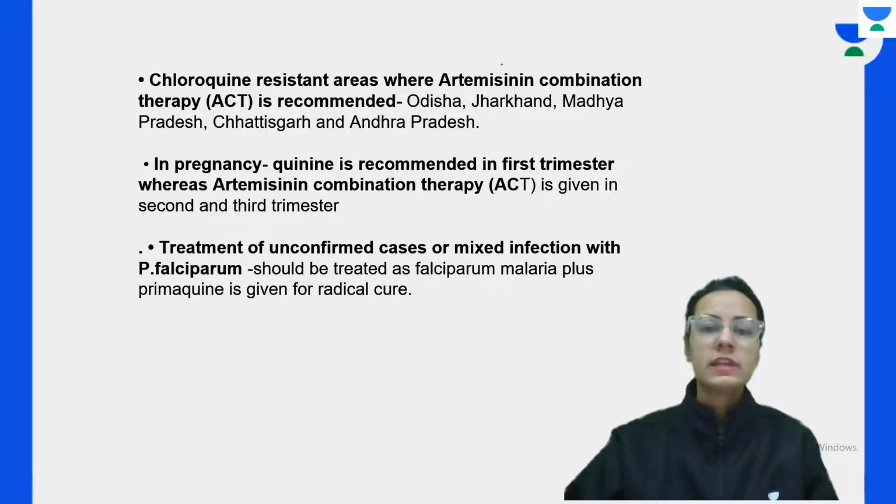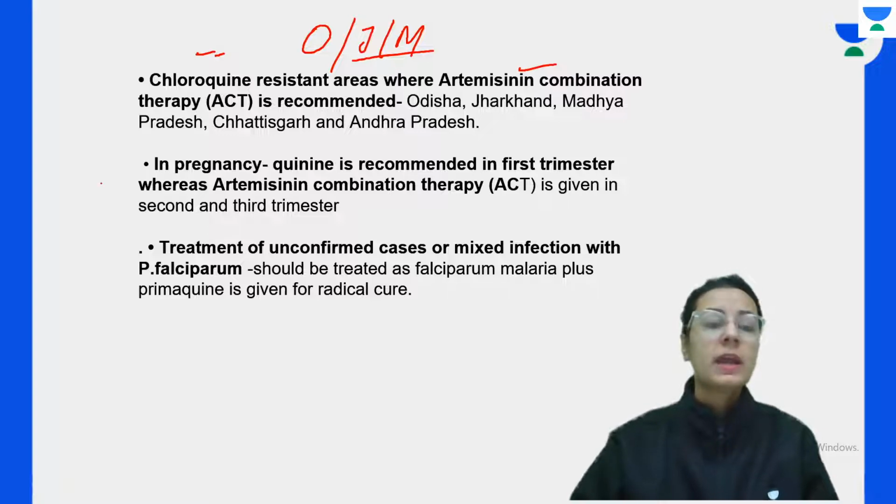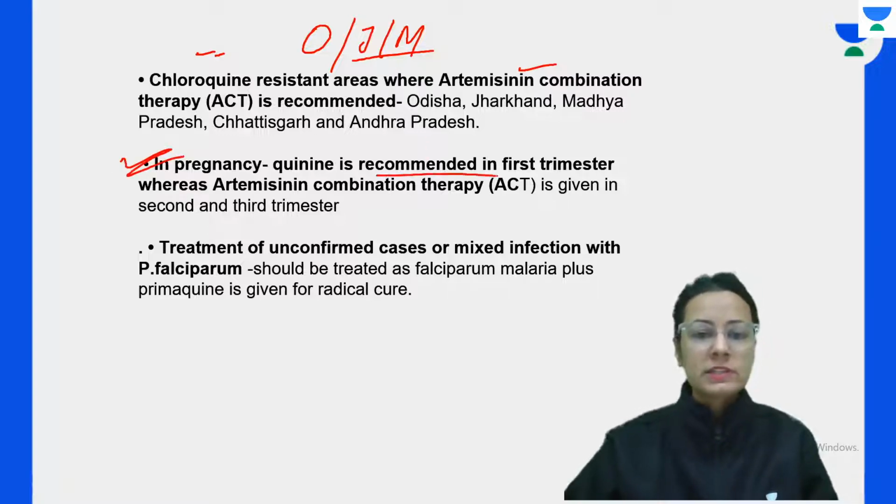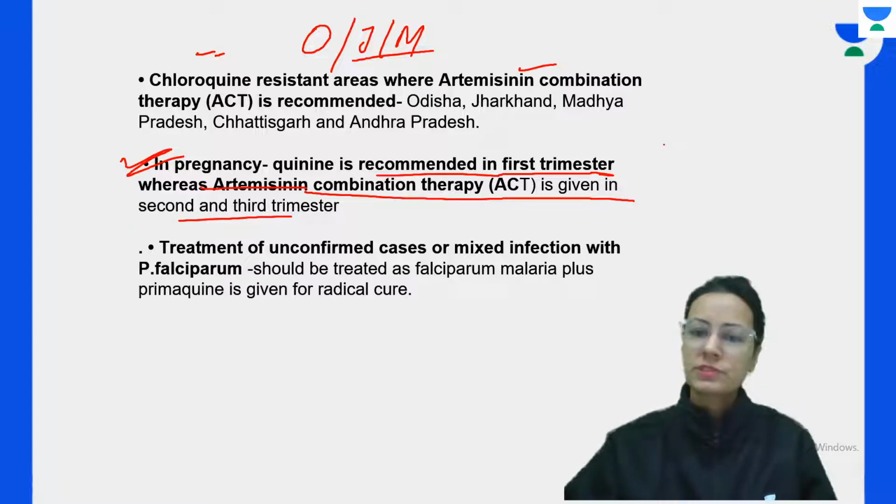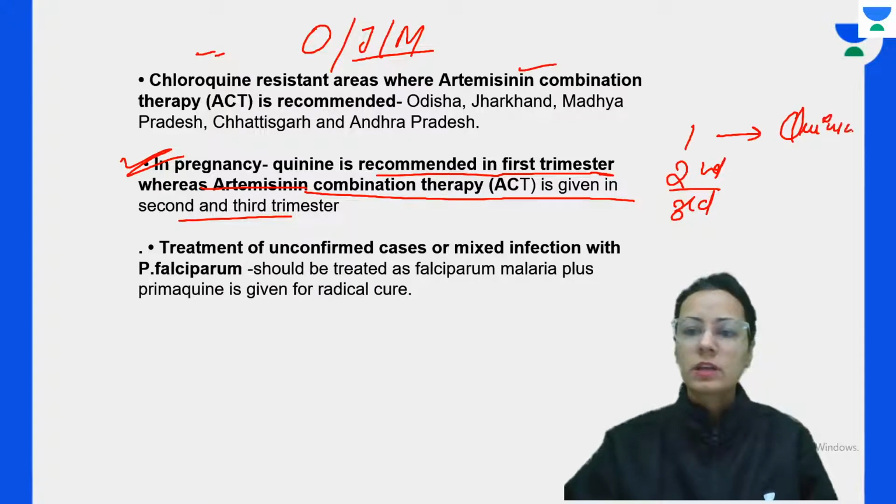In chloroquine resistance areas, artemisinin combination therapy is recommended. These include Odisha, Jharkhand, MP, Chhattisgarh, and Andhra Pradesh. In pregnancy, quinine is recommended in the first trimester, whereas ACT is given in the second and third trimesters. So in the first trimester we give quinine, and in the second and third trimester we give the ACT.